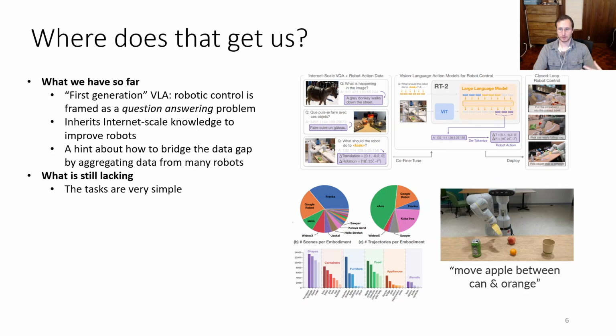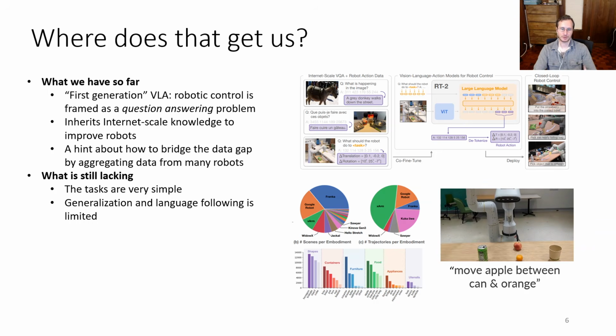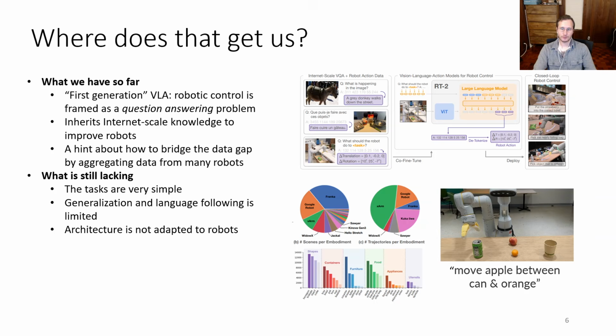The tasks were really, really simple, and generalization and language following was still pretty limited. So it was pretty exciting that there was some non-trivial knowledge transfer from pre-training, but it was also clear that this knowledge transfer only got us so far. And of course, the design of the model itself was not adapted to the particular demands of robotics. It was simply outputting text that represented actions.